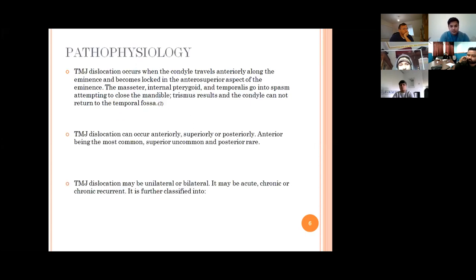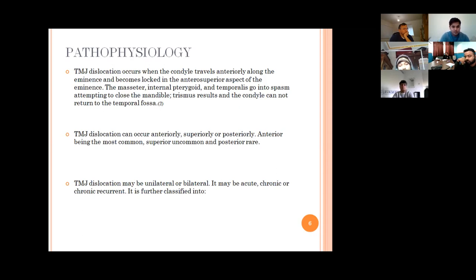Now coming to the pathophysiology of TMJ dislocation. TMJ dislocation occurs when the condyle travels anteriorly along the articular eminence and becomes locked in the anterior superior aspect of the eminence. This leads to spasm of the masseter, internal pterygoid, and temporalis muscles, the muscles of mastication, in attempting to close the mandible. This results in trismus, and the condyle cannot return to the temporal fossa.